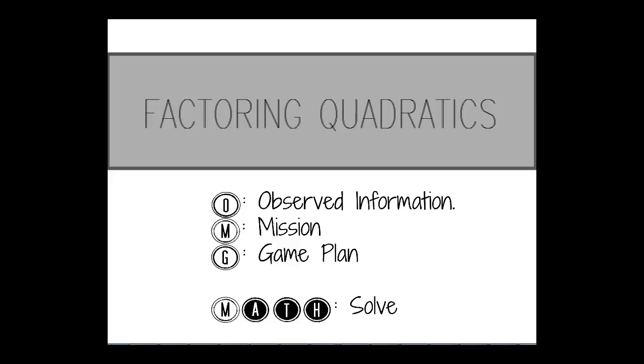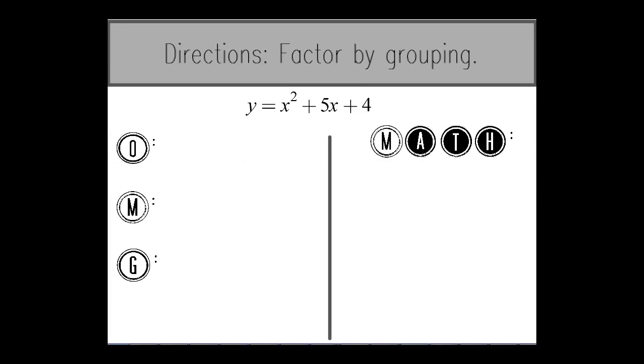Today we're going to practice factoring quadratics using the OMG Math method. The first equation we're given is x squared plus 5x plus 4. What we observe is that we're given a quadratic trinomial, meaning there are 3 terms. Our mission is to write in factored form. Factored form is when you see it in parentheses.